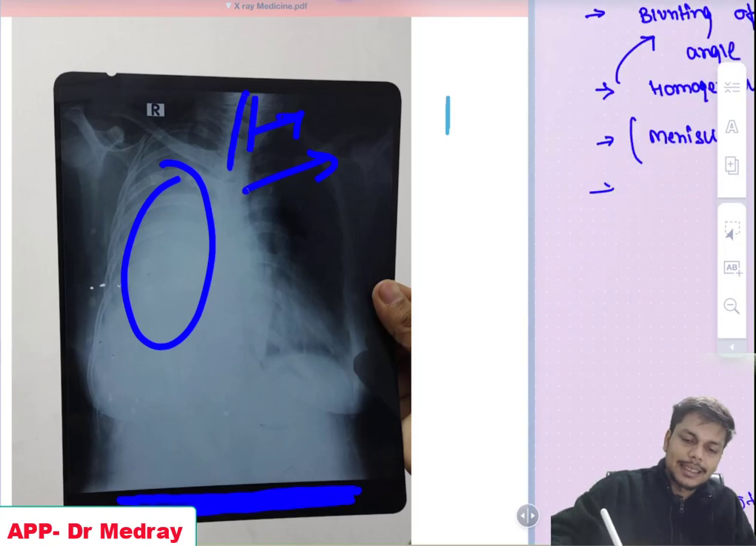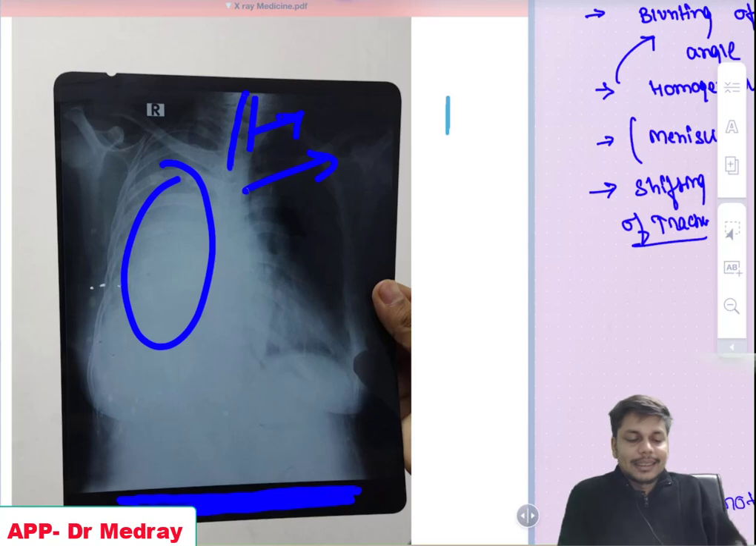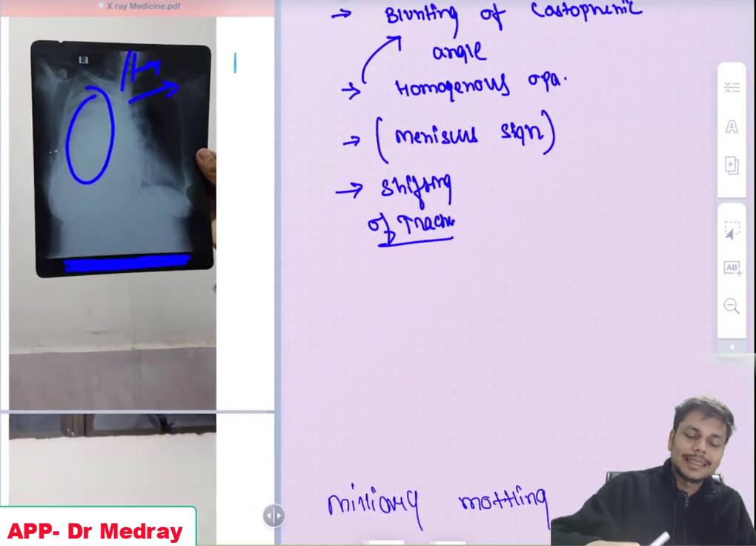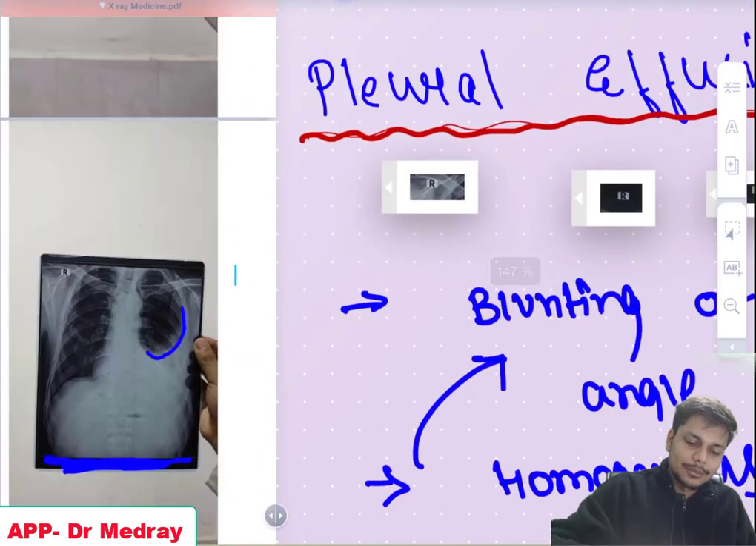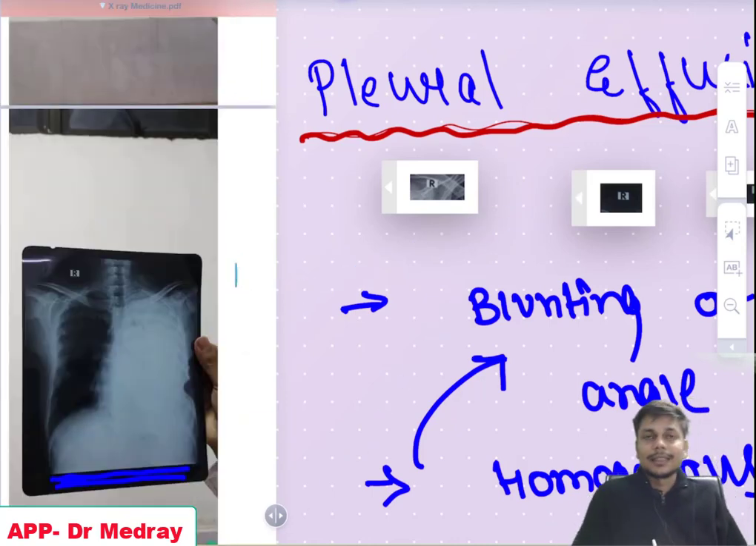So the patient might sometimes have shifting of the trachea. So how do you describe this X-ray? You describe that there is a homogeneous opacity which is blunting the costophrenic angle on the right side. The homogeneous opacity is extending up to the second rib. There is shifting of the trachea to the opposite side, that is the left side. It is suggestive of right-sided massive pleural effusion. Why massive? Because it is reaching up to the second rib. Sometimes you may not always get to see the meniscal sign. If the pleural effusion is massive, you are not going to see the meniscal sign.